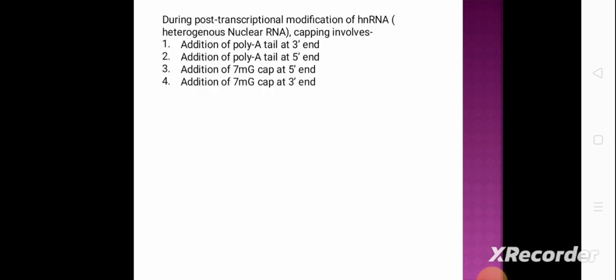The first question. During post-transcriptional modification of hnRNA, that is heterogeneous nuclear RNA, capping involves: option 1, addition of polyadenylation at 3' end; option 2, addition of polyadenylation at 5' end; option 3, addition of 7-methyl guanosine cap at 5' end; and option 4, addition of 7-methyl guanosine cap at 3' end. And the correct answer is option 3, that is addition of 7-methyl guanosine cap at 5' end.